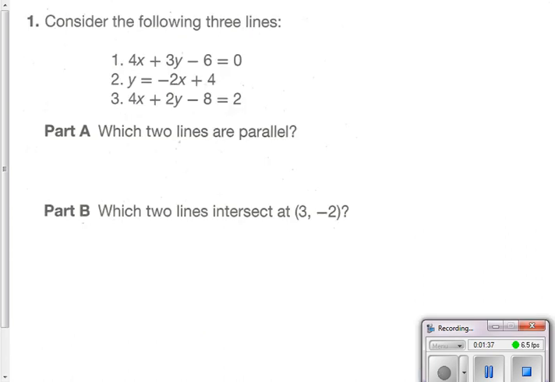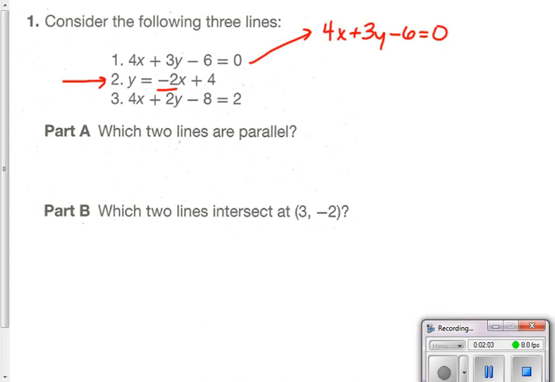In example 1, they give us three different linear lines, 1, 2, and 3. Part A says which two lines are parallel. Well, the only way to find that out is to put things in slope-intercept form. Question 2 is already in slope-intercept form. We know -2 is the slope. So what we want to do in question 1 and question 3 is put them into slope-intercept form.